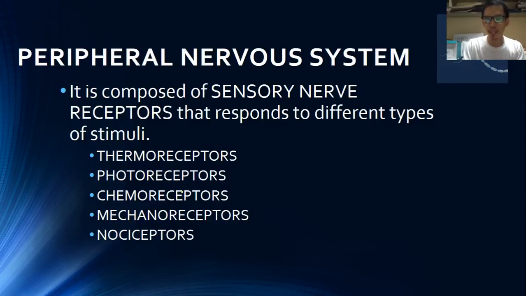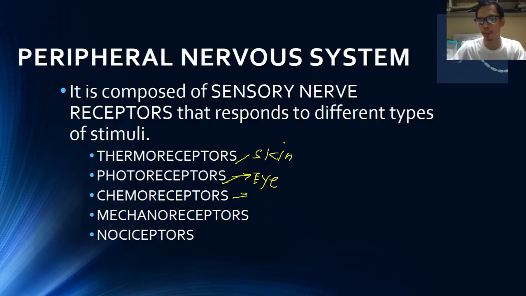Okay, so in the skin, there are a lot of what they call sensory nerve receptors. One of those is the thermoreceptors. There's also what they call photoreceptors. We cannot find photoreceptors in the skin. Instead, they are located in the eye. The thermoreceptors are located on the skin, and they detect changes in temperature.